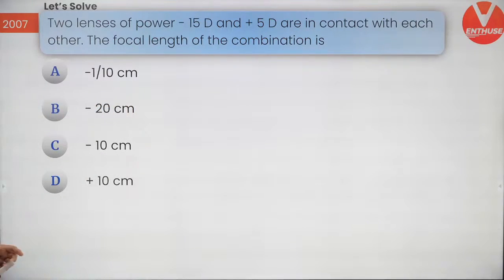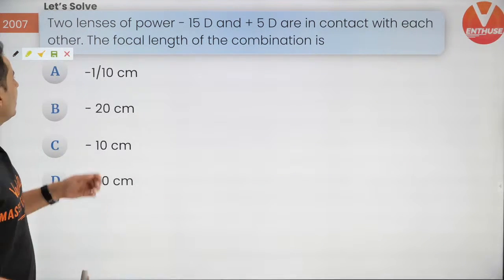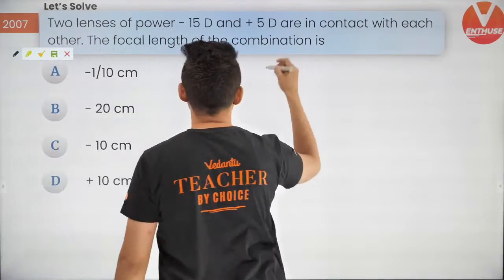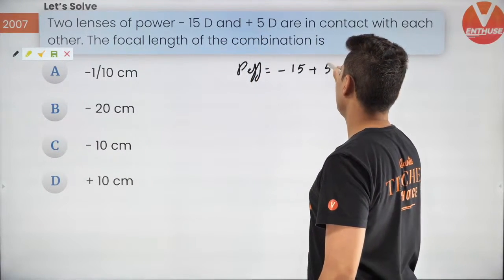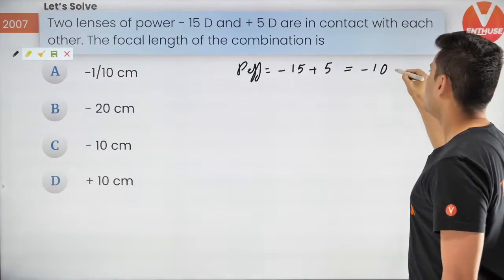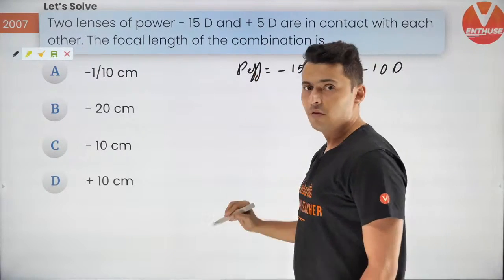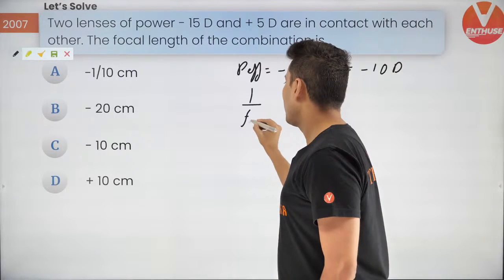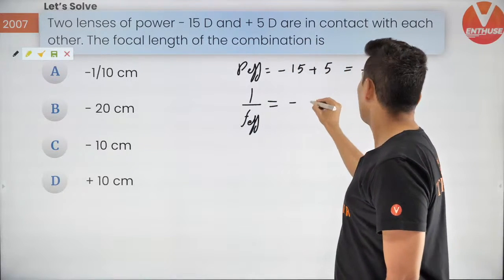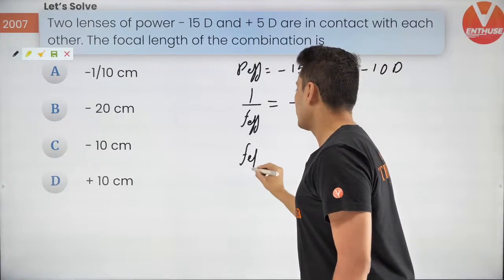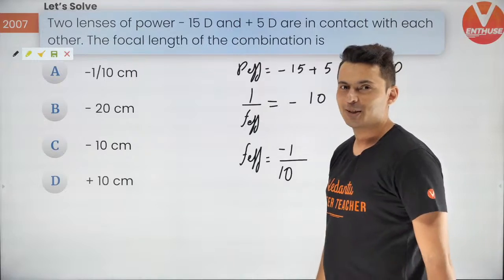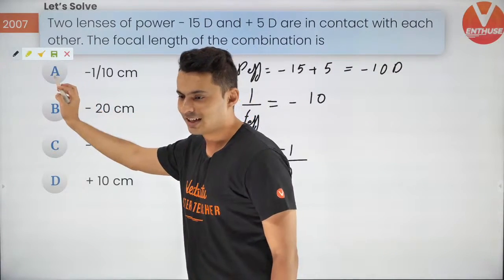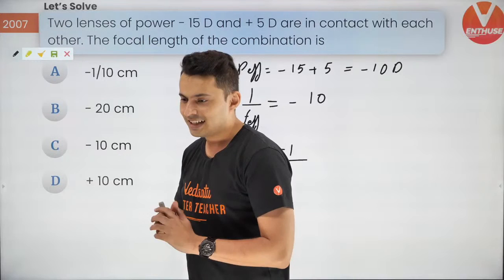Okay, let's get going and let's see how we solve this particular question. Now, two lenses' powers are given, so the effective power will be minus 15 plus 5, so it will become minus 10 diopter. But effective power is 1 by effective focal length, so 1 by f equals minus 10. Therefore, effective focal length will become minus 1 by 10. Now I know what you guys are going to do.